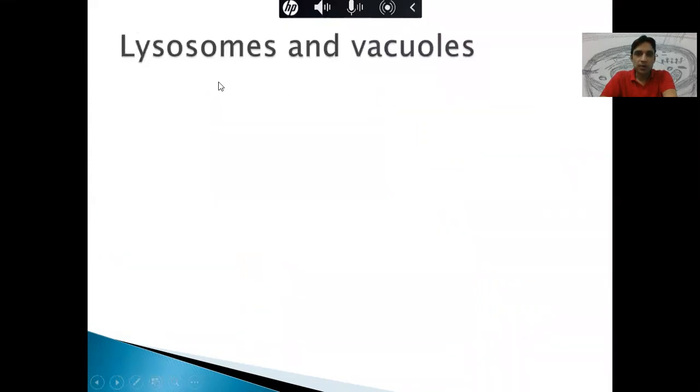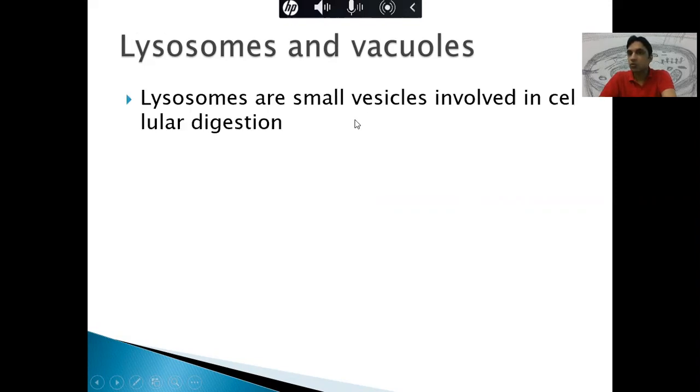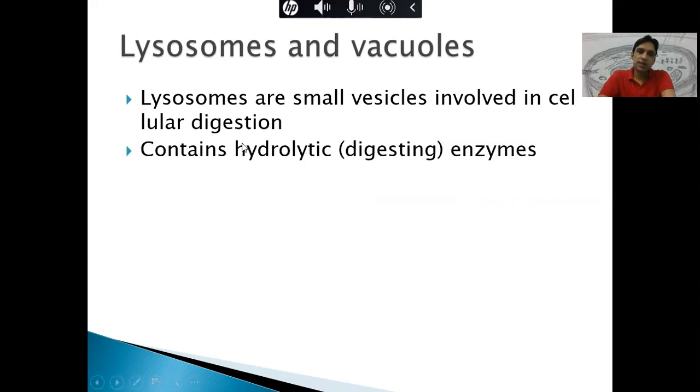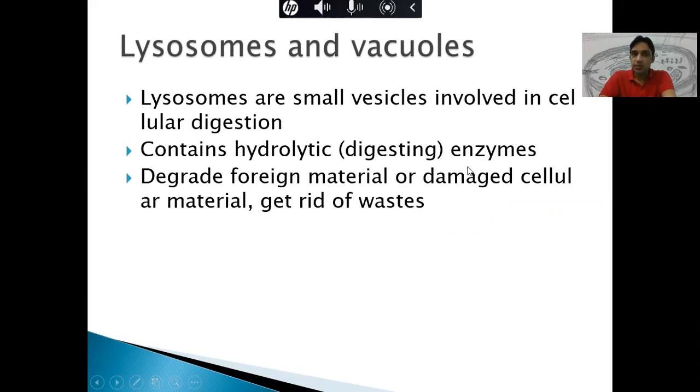The next organelles are called lysosomes and the vacuoles. Lysosomes are small vesicles present within the cells. They are involved in cellular digestion. They contain hydrolytic digestive enzymes, and their job is to degrade foreign material and damage, so that they can consume the foreign materials, or they extract and digest the foreign particles and materials, and then get rid of the waste as well.